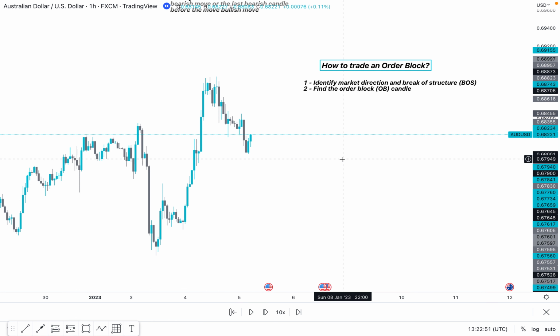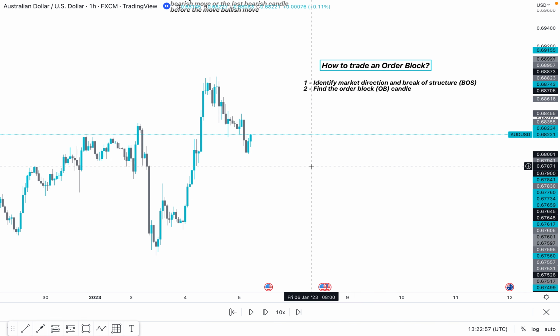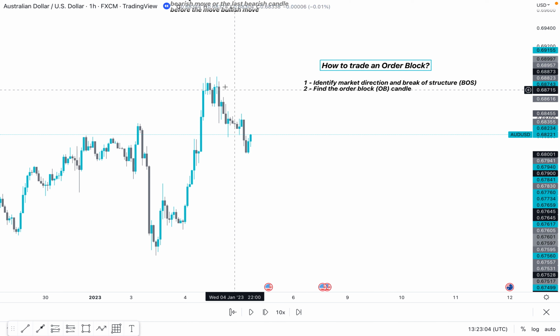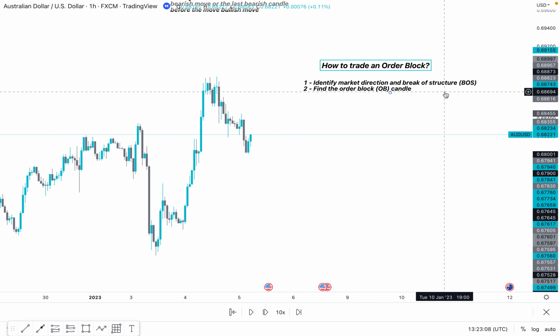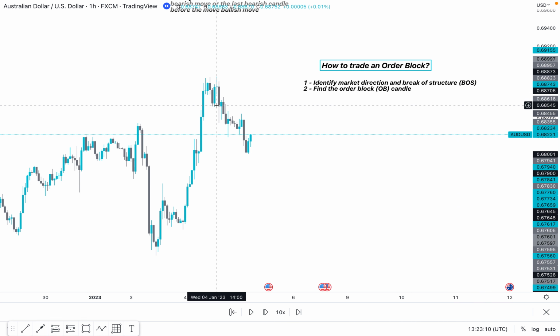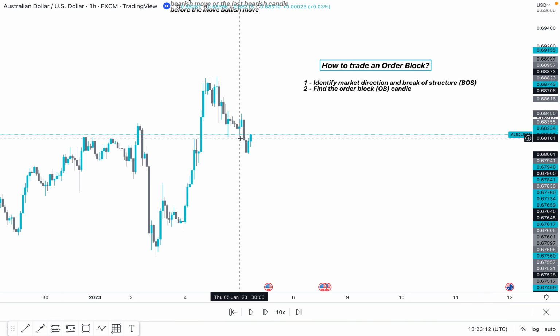So now that we know the market is moving down and this is bearish, this means we're looking for sells in this market. So we're looking for a possible entry into this market that can allow us to hop on a sell and hopefully make some percentage. So now that we've identified the market direction, we now need to identify the break of structure, which is also known as the BOS.